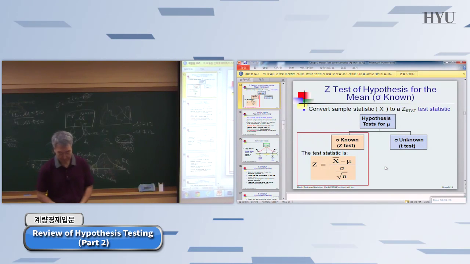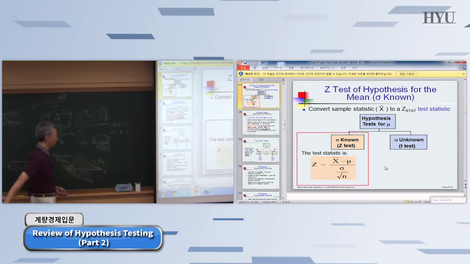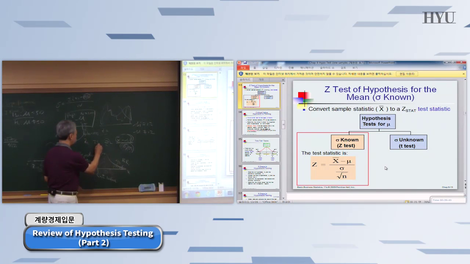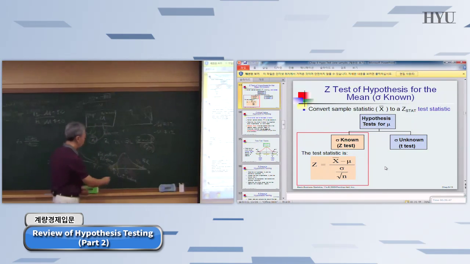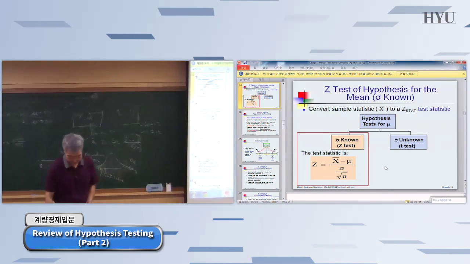All right. So here, we talked about the concept of hypothesis testing. If the sigma is known, then you can run the z-test, and you calculate the z statistic this way. This is what we call the test statistic. Based on the location of the test statistic, you can either reject the null hypothesis or do not reject the null hypothesis and make a conclusion, okay?